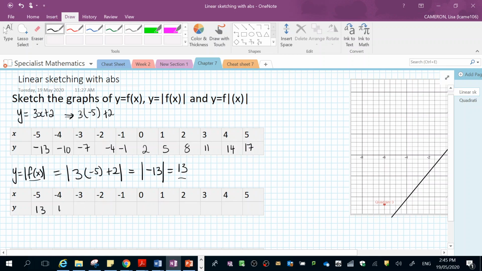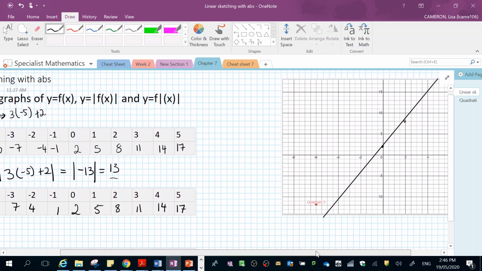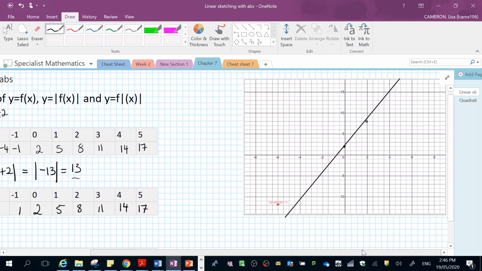So 13, 10, 7, and if I did all the fancy working for this, you'd see same pattern follows. 2, 5, 8, 11, 14, and 17. So up until this point, I had no effect occurring. Over here, we've discluded them. So have a little think. What effect might this have on our axis?